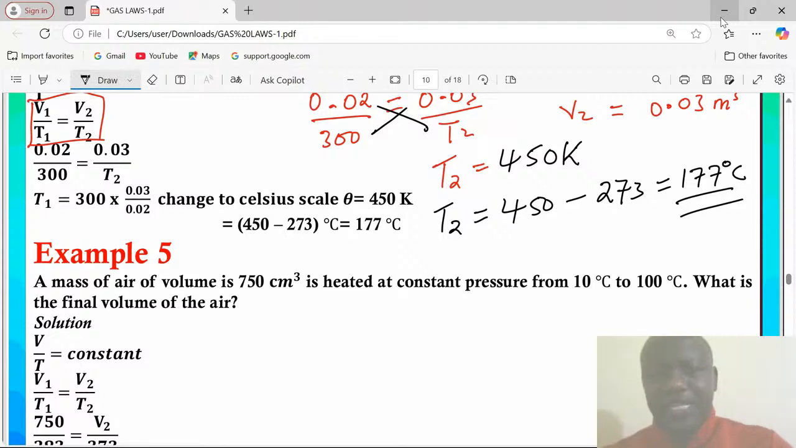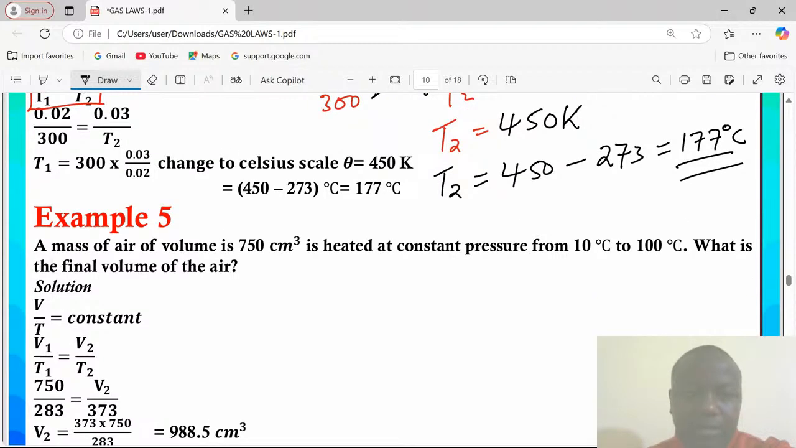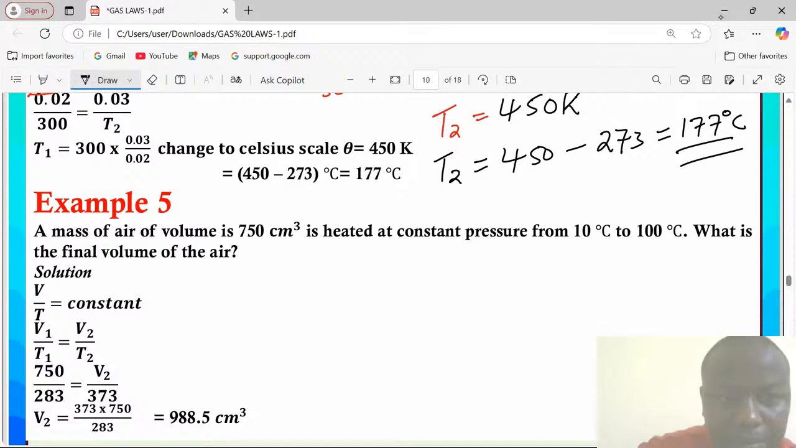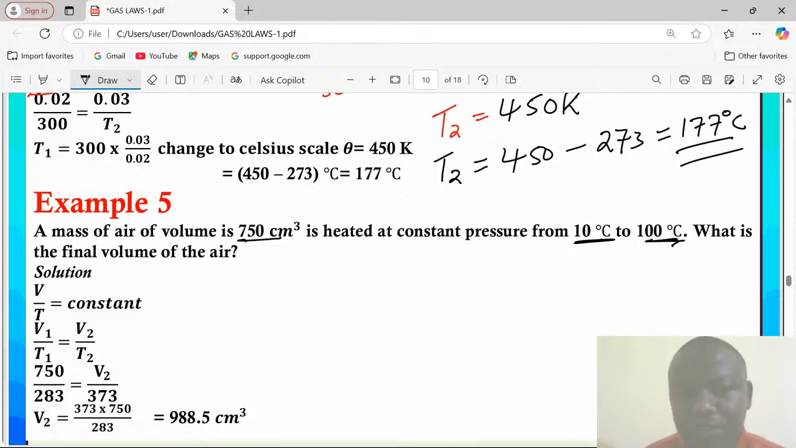Look at example 5. A mass of a gas of volume 750 cubic centimeters is heated at constant pressure from 10 degrees Celsius to 100 degrees Celsius. What is the final volume of the air? So what are we having in this case? Initial temperature, final temperature, and initial volume. We just want final volume, or rather volume 2.